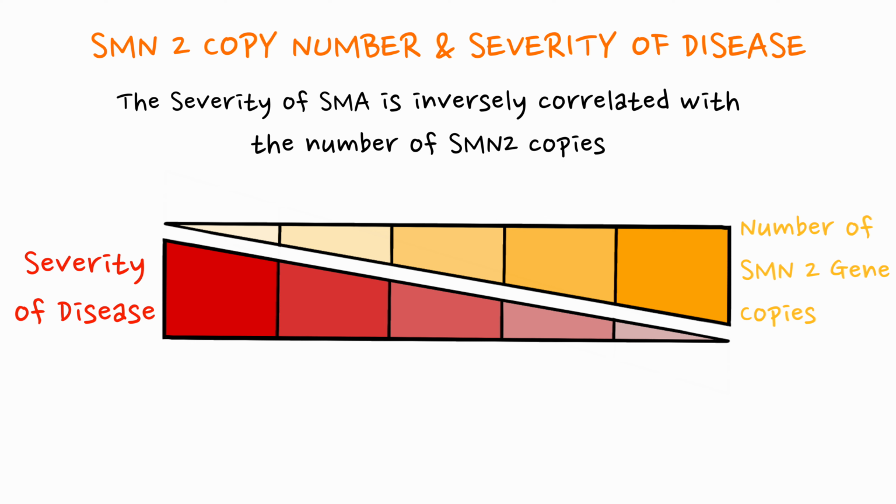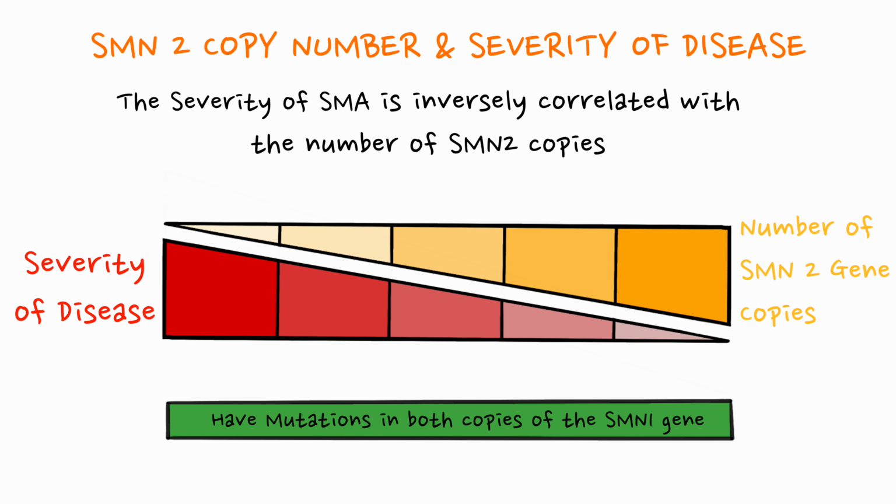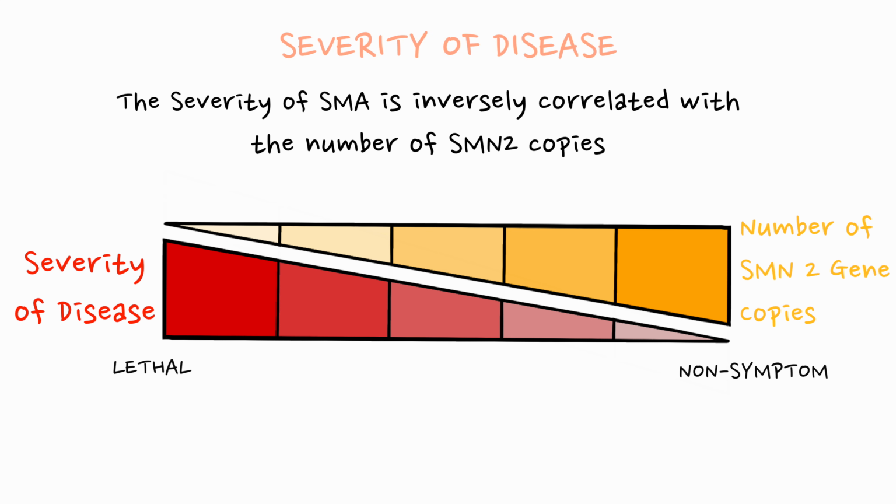Individuals with SMA typically have mutations in both copies of the SMN1 gene and a varying number of SMN2 copies. Those with fewer SMN2 copies tend to have more severe forms of the disease, while those with more copies may have milder symptoms. It is worth noting that while SMN1 is the primary gene associated with SMA, SMN2 also plays a role in disease severity due to its ability to produce a small amount of functional SMN protein, albeit at lower levels compared to SMN1.